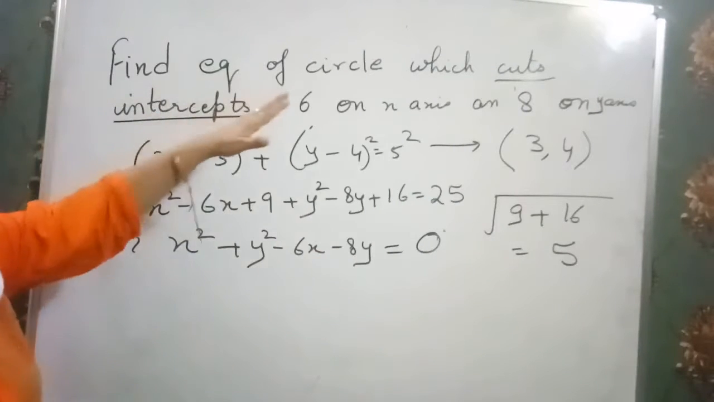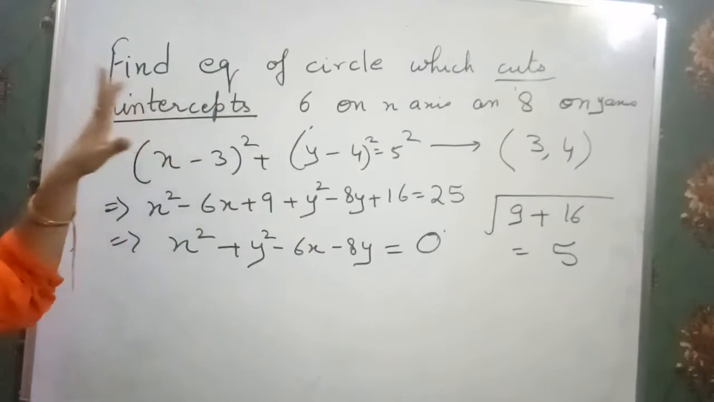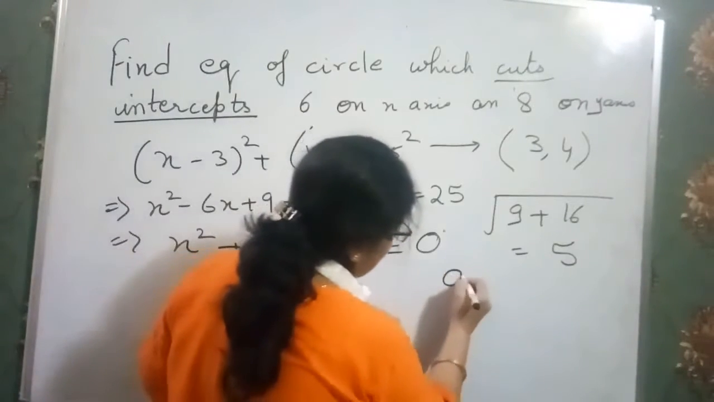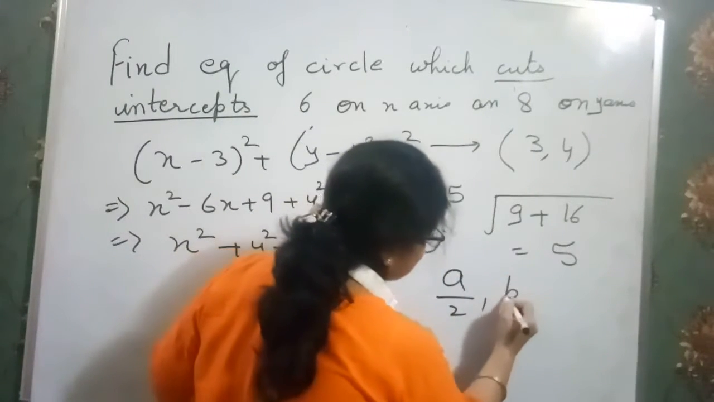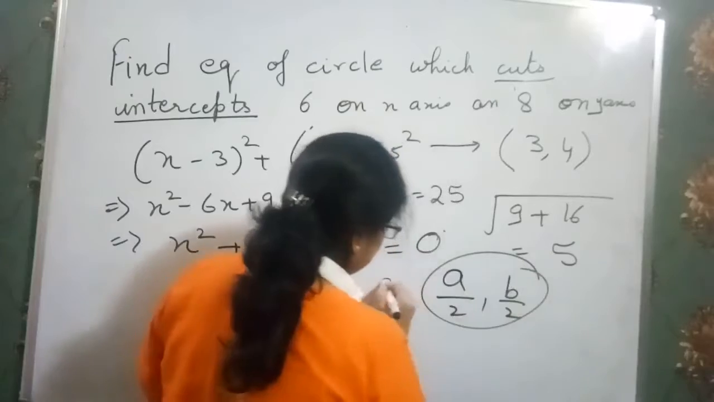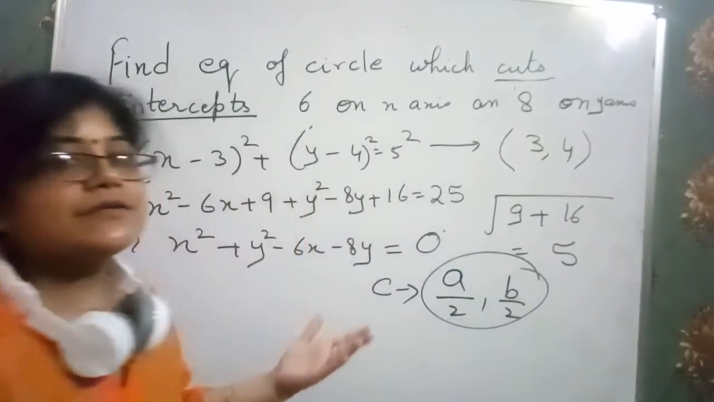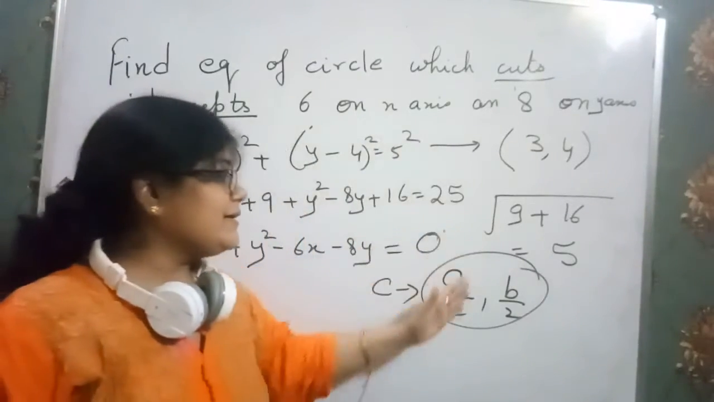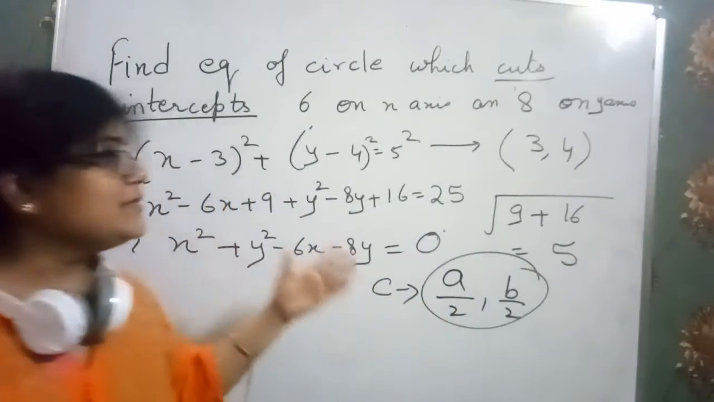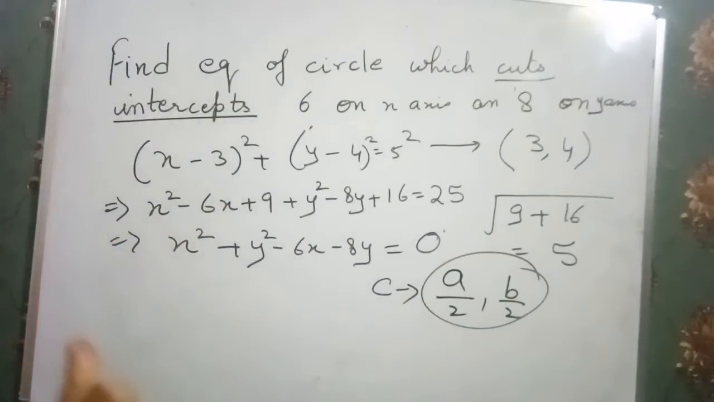Just remember, when we have intercepts, half of the intercepts is the center, and we take the squares of these halves, add them, and take the square root, which is the radius. So just move on to the next question.